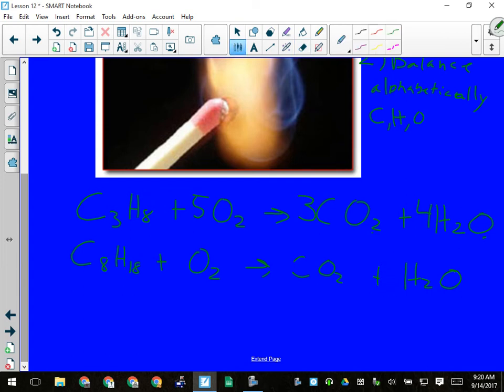The third rule is if the carbons are an even number, start with a 2. That'll eliminate that 0.5 we just ran into. Anything that's a half, if you multiply it by 2, becomes a whole number. So, third rule: even number of carbon, start the reaction with a 2.